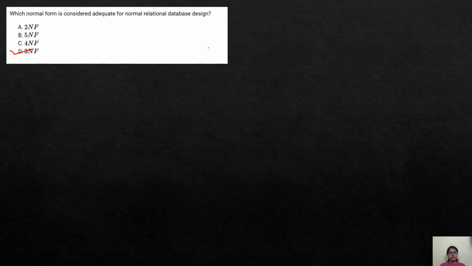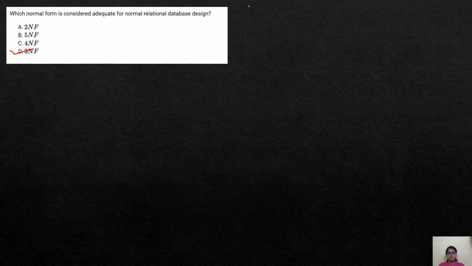So it is not possible in all cases or in any higher forms. That's why it is 3NF. And also we can say that 3NF will be adequate for relational database design, since 3NF tables are free of insertion, update and deletion anomalies. So that's why we have chosen 3NF.